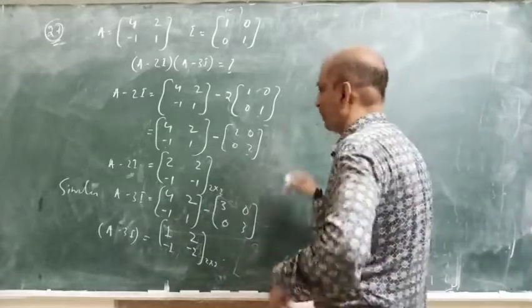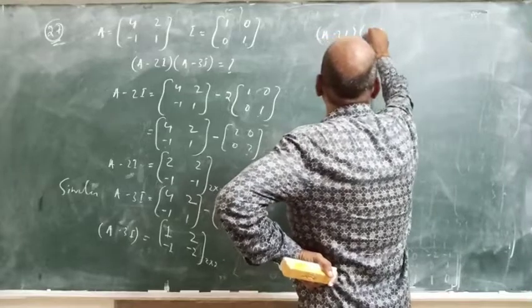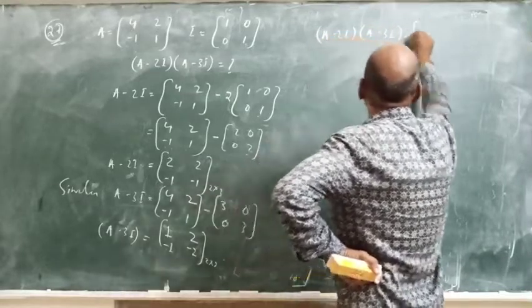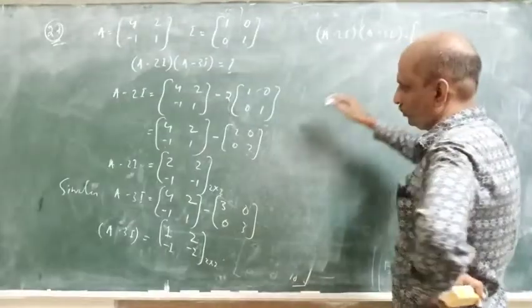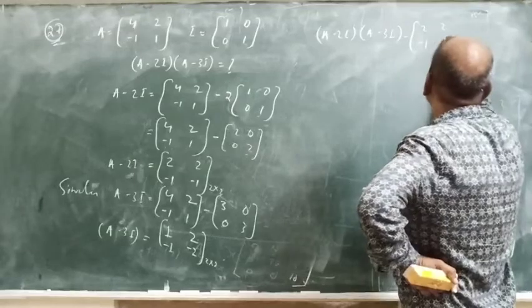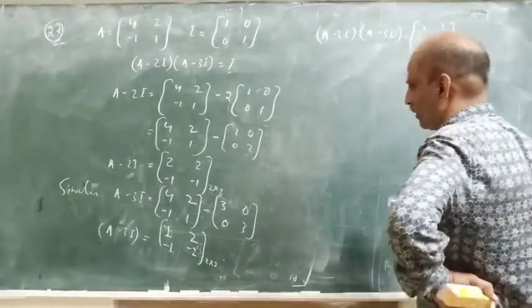Okay, now we multiply A minus 2I into A minus 3I, which is equal to [2 2; minus 1 minus 1] into [1 2; minus 1 minus 2].